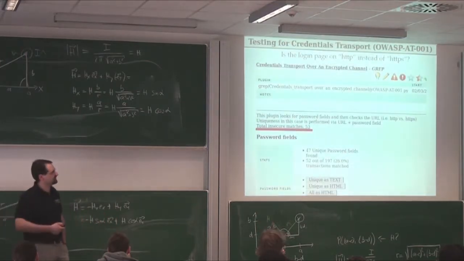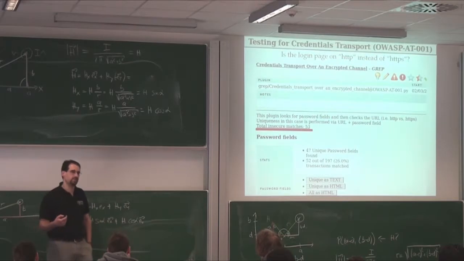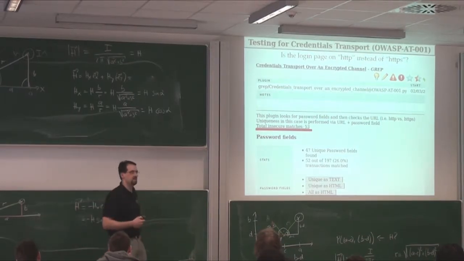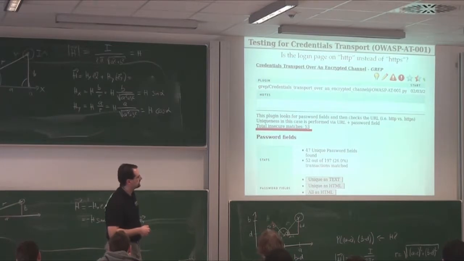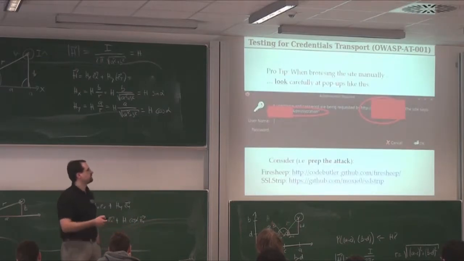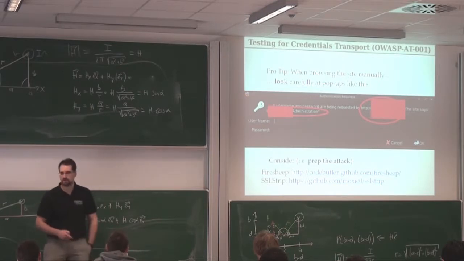Now, credentials transport, this is quite basic as well. This is just looking for all pages that have password fields where the URL is HTTP instead of HTTPS. So in this case, we have the total insecure matches: there are 53 password fields where the URL of the page was HTTP instead of HTTPS. Then as you browse the site, you should pay a little attention to pop-ups like this. This is asking me for credentials and the URL is HTTP. For exploitation purposes, you can prepare the attack with tools like Firesheep and SSL Strip. Can be quite handy here.